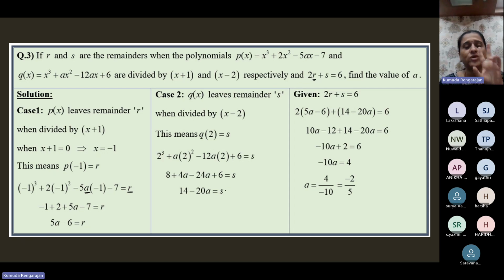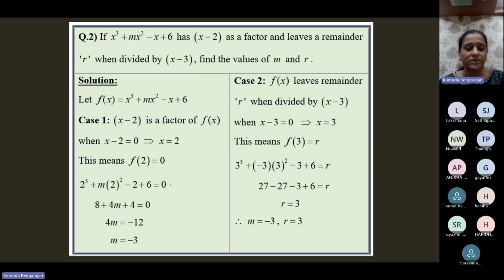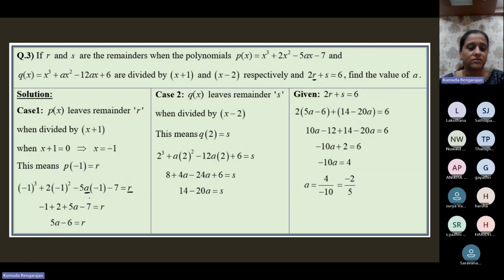In one equation, if you have two unknowns, you cannot find the value of anything. If there's one equation, there should be only one unknown, like here. See, this is one equation, and there is only one unknown m. So you can solve this equation and find the value of m. But in one equation, if you have two unknowns, like here, a and r, you cannot find the value of anything. After simplifying, you will have both a and r.